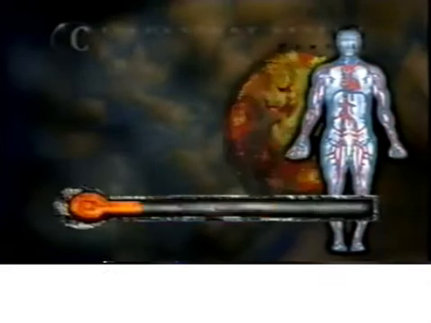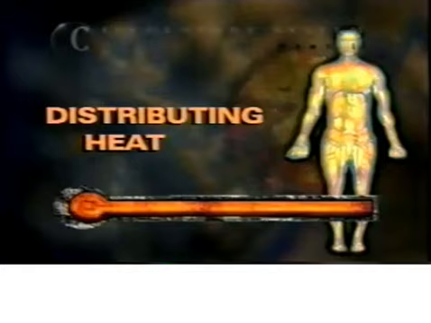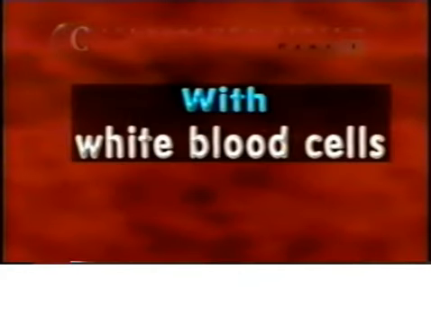Exciting, huh? Another thing that blood does is regulate body temperature. It does this by absorbing and distributing heat. But that's not all. The blood prevents infection with its white blood cells.